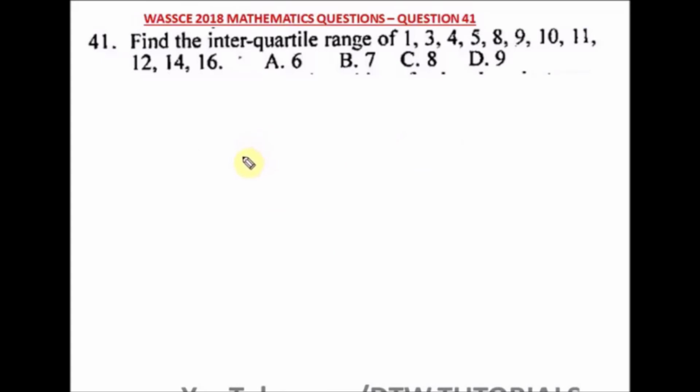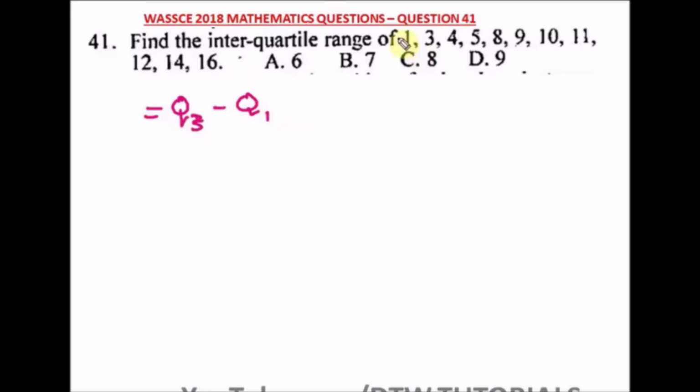Question 41 of the WASSCE 2018 Mathematics Past Question says, find the interquartile range of this set of numbers. I hope you remember the formula to find the interquartile range of a set of numbers. It is your upper quartile, that's Q3, minus your lower quartile, which is Q1. So this is our formula, your upper quartile minus your lower quartile.